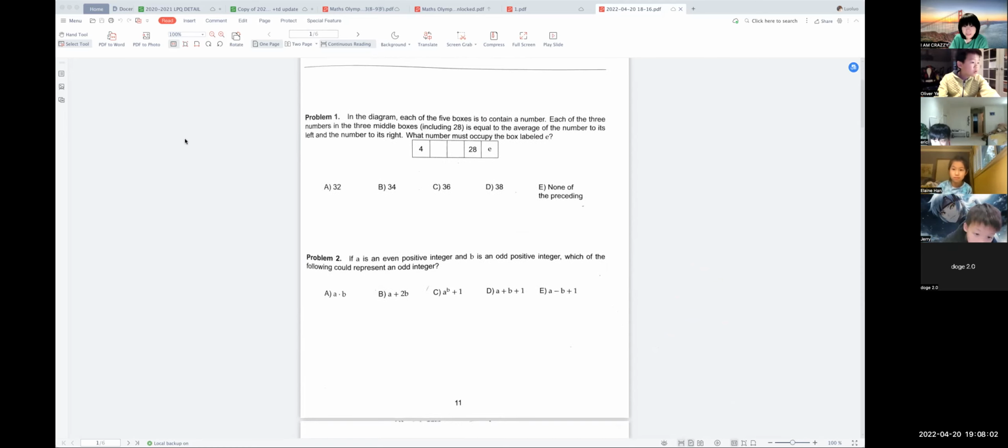If a is an even positive integer and b is an odd positive integer, which of the following could represent an odd integer? What does it mean? So this number must be odd. Okay, so which one must be odd in these A, B, C, D, E? Okay, I'm going to give you 2 minutes. It's actually very easy.